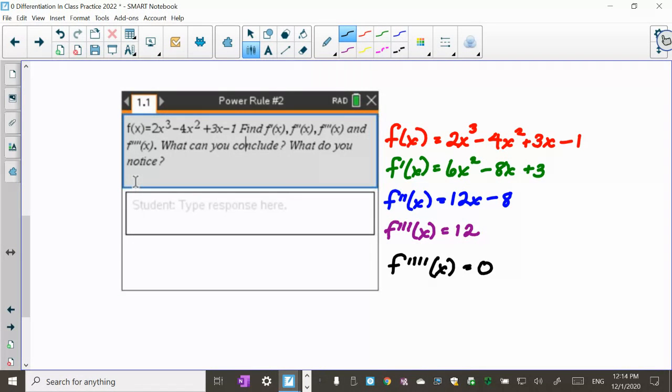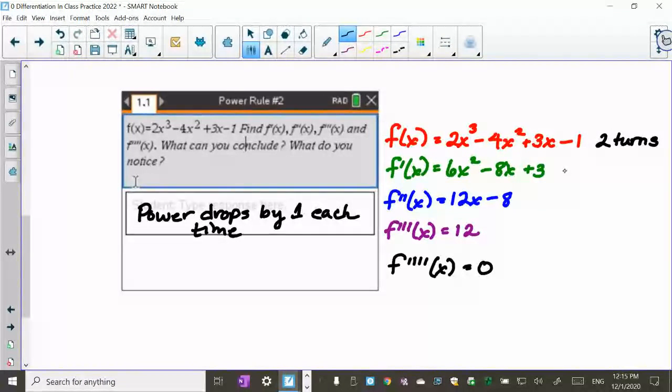So I did all the derivatives. And what are some of the things that you notice? Well, I do notice that the highest power drops by 1 each time. That's one of the things I noticed. And so I had a cubic and then squared. So here is a power function. And I said, well, this has 2 terms to it, and it's a polynomial. And then this one is a quadratic. So it has 1 turn to it.